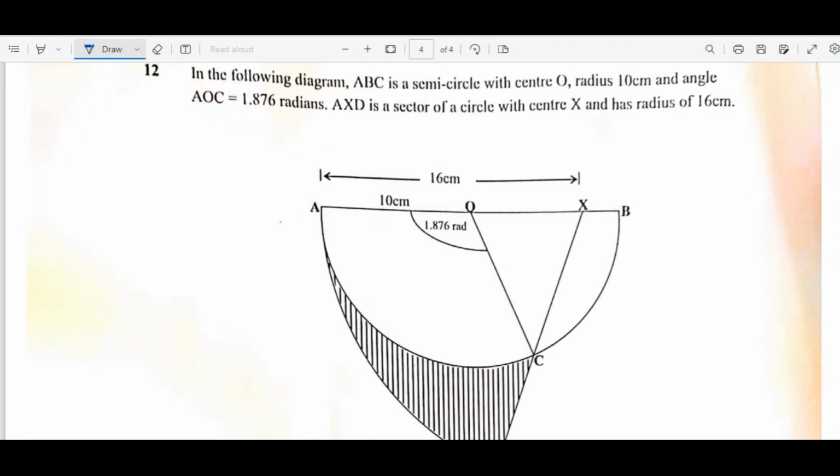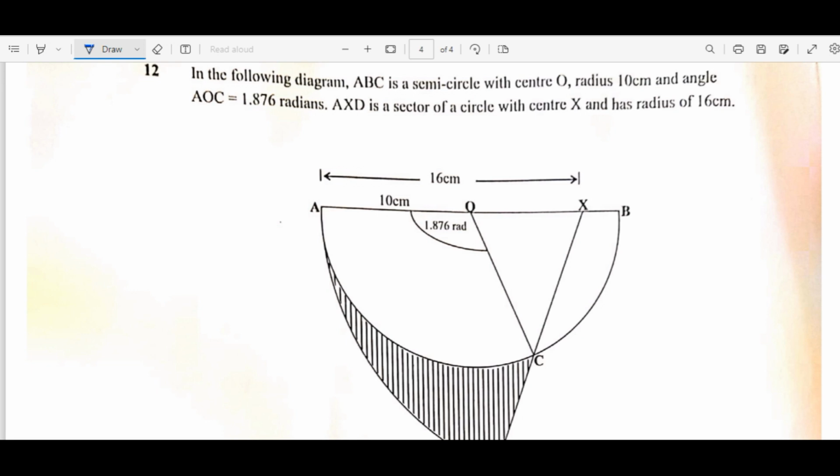Welcome guys. In this video we are going to look at question 12 from additional mathematics paper 1 for the year 2023 for the internals. So the question reads, in the following diagram, ABC is the semi circle with center O, radius 10 centimeters and angle AOC is equal to 1.876 radians.